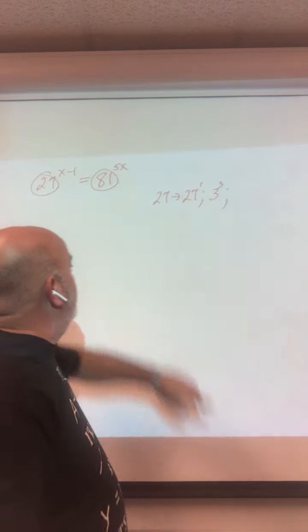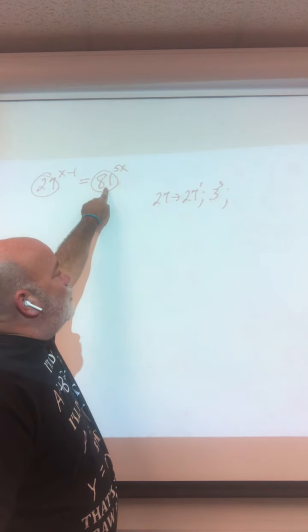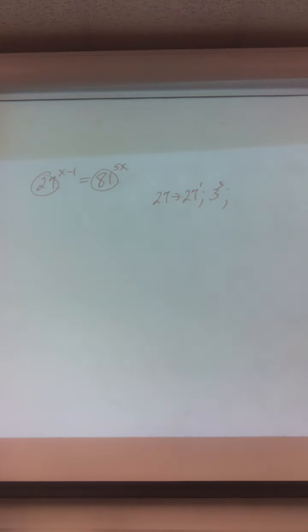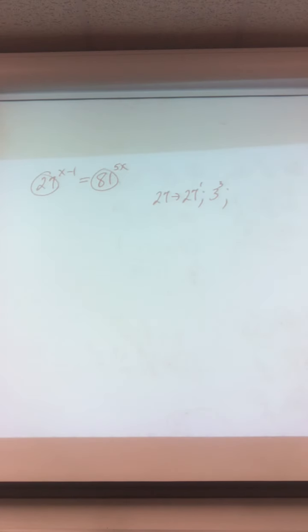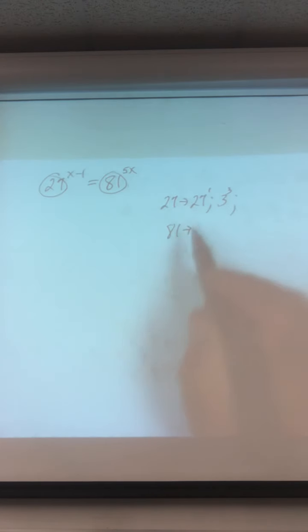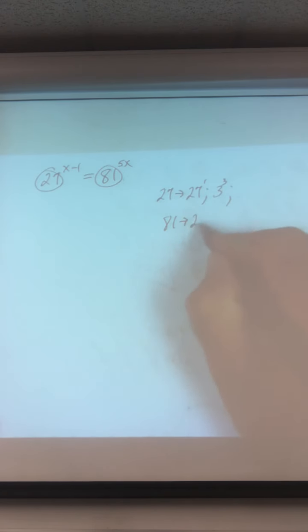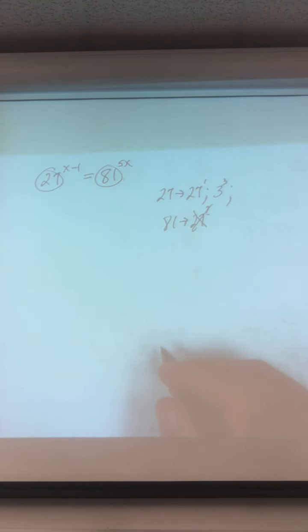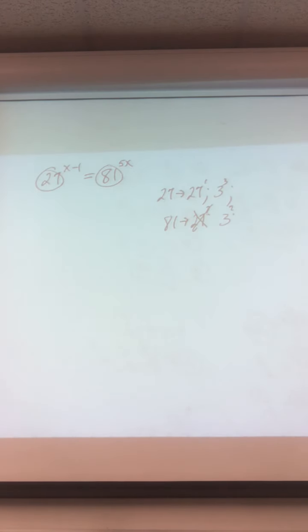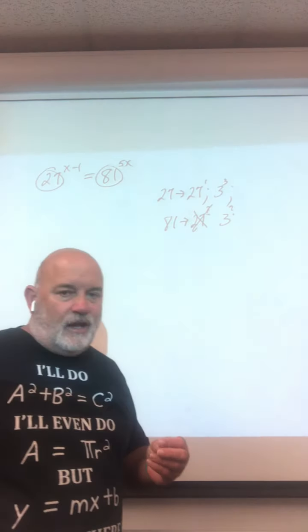Now, what we want to do is see if we can write 81 using one of these. So let's check that. Can you write 81 as 27 to some power? No. Can you write 81 as 3 to some power? And you say, wait a minute, Mr. Raymond, you can write 81 as 9 squared. That's not going to help.